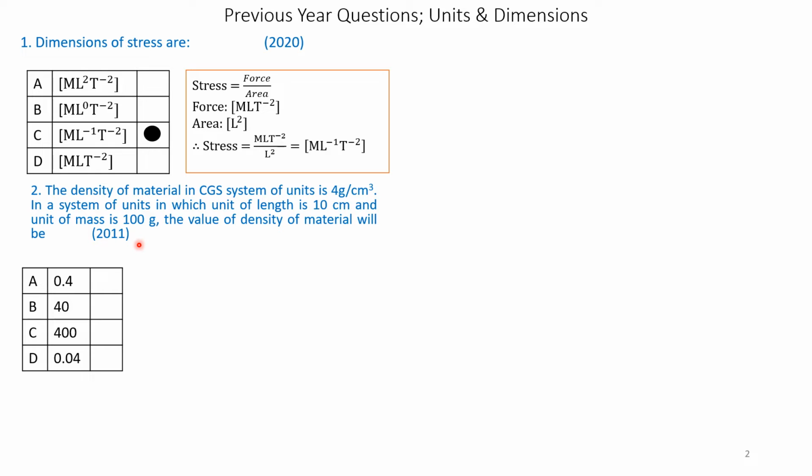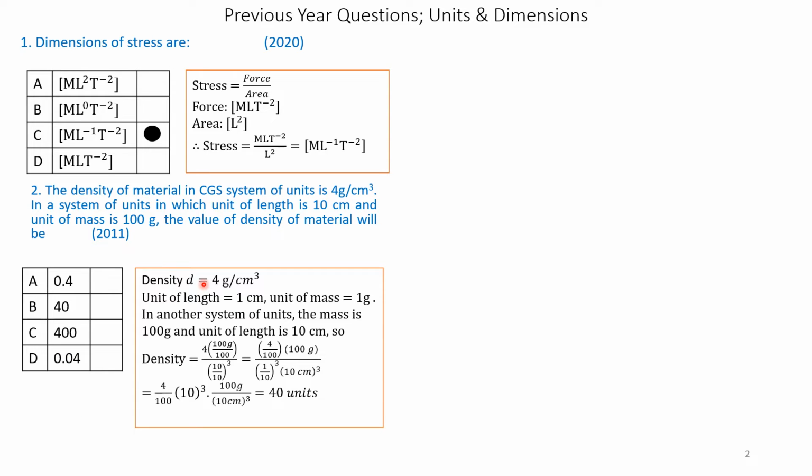Please interpret the question. So, in CGS system, the density is 4 grams per centimeter cube. So, we are required to convert it and find the value of density in a system where the unit of length is 10 centimeters, not centimeters, 10 centimeters, and unit of mass is 100 gram. Four options are given. So we have to calculate that. So let us do some numerical calculation.